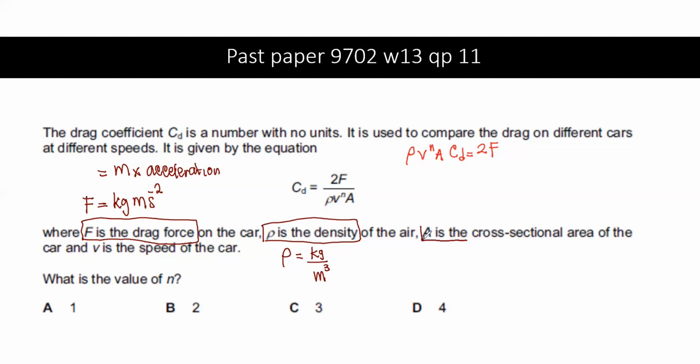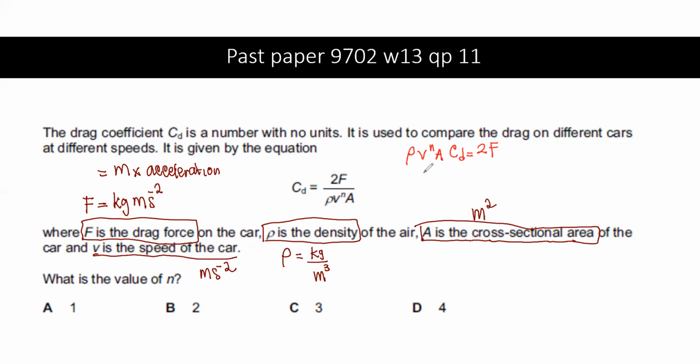For A, it's the cross-sectional area. The unit for the cross-sectional area is square meter. And then V is the speed of the car. The unit for the speed of the car is meter second minus 2.